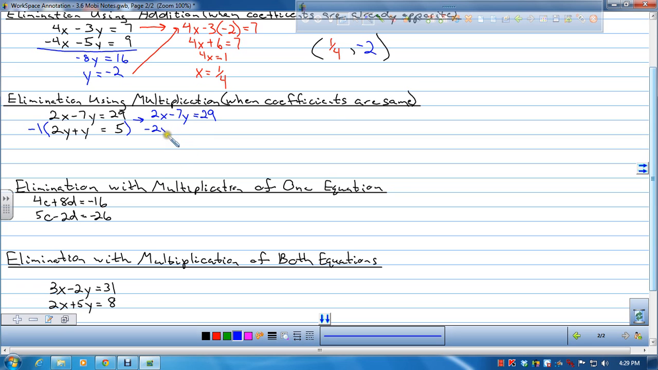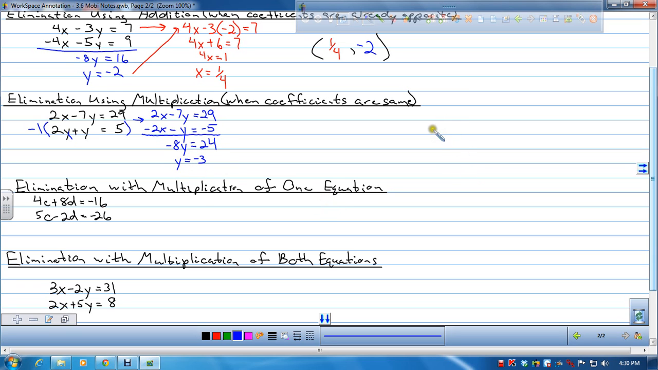Negative 2, that should be an x there on your notes. That should be an x. Sorry about that. Okay, so negative 2x minus y, because negative 1 times y would be a negative y. Negative 1 times 5 would be a negative 5. And now my x's will go away. I'll have negative 8y equals 24. Divide both sides by negative 8, and I get y equals negative 3.